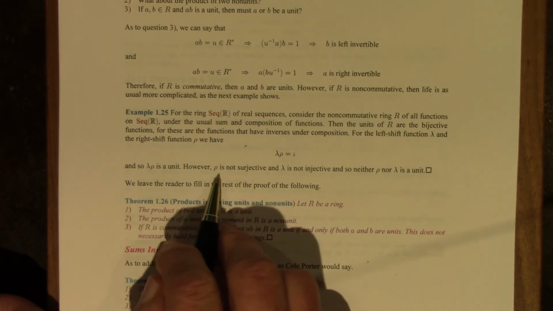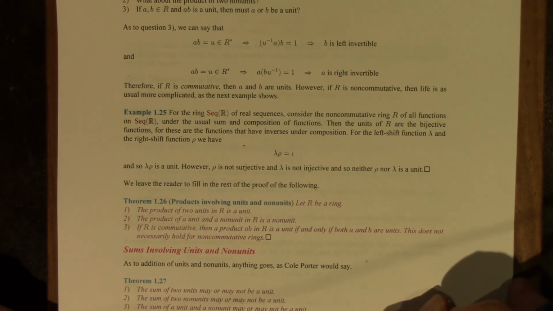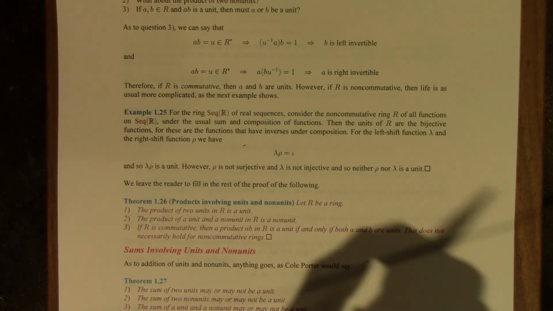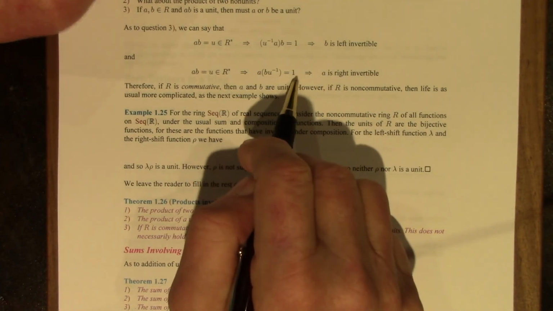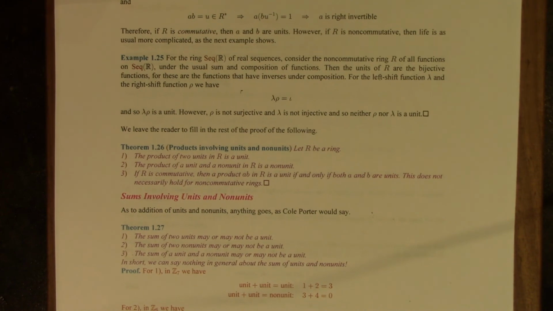However, rho is not surjective, the right shift, because you always have a 0 in the first position. And lambda is not injective, so neither rho nor lambda is a unit. So the product, the composition, is a unit, but neither factor is a unit. So we can't improve upon this right and left invertibility business here in general.